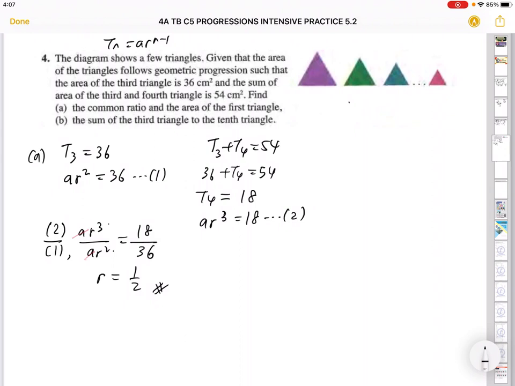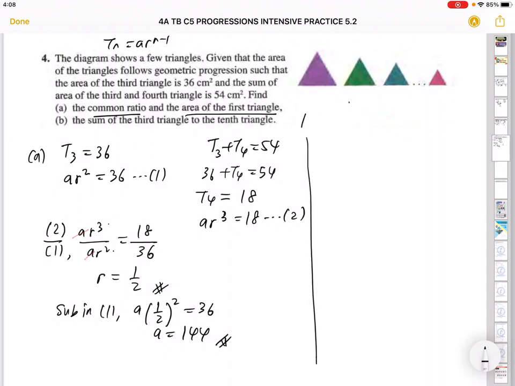Okay, so I've got r. I just have to find a by subbing into equation 1. a times r squared, your r is half, squared is 1 over 4, equals 36. 4 times 36 is 144. So I got my common ratio, and I got my area of the first triangle. Yeah, a represents the area of the first triangle.